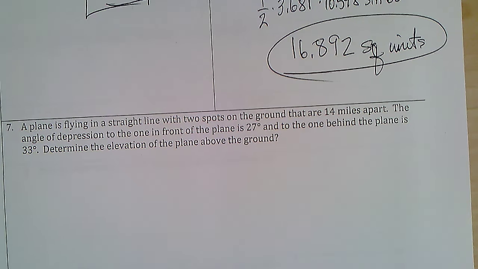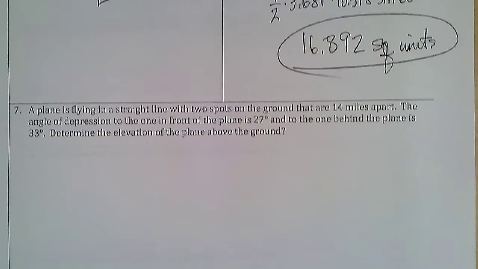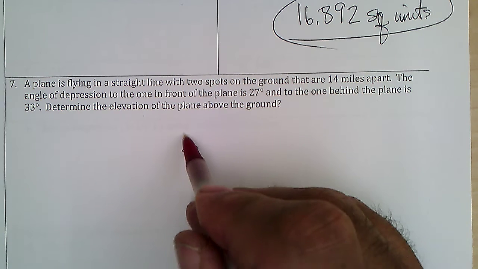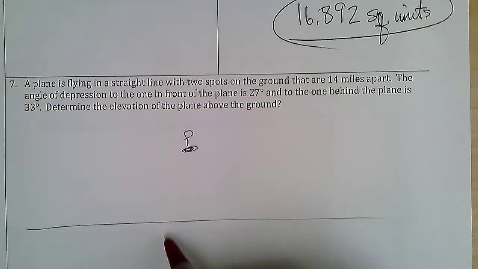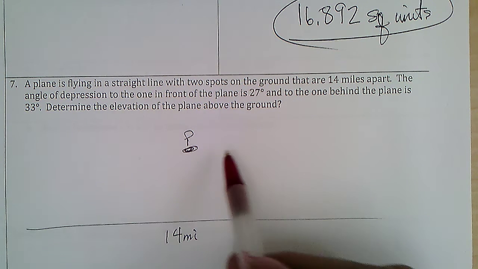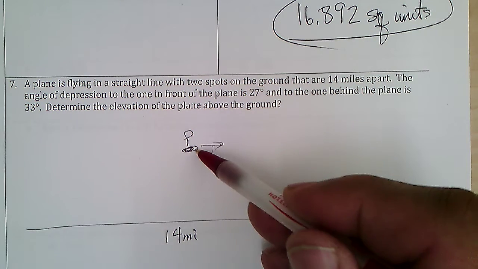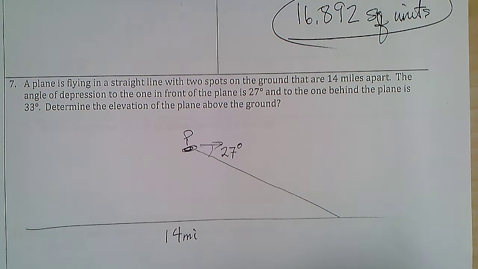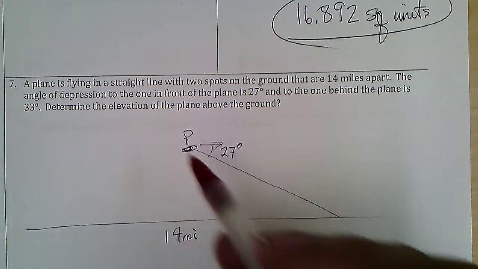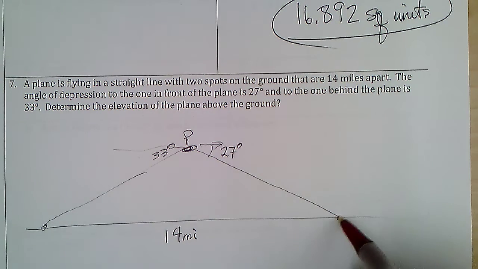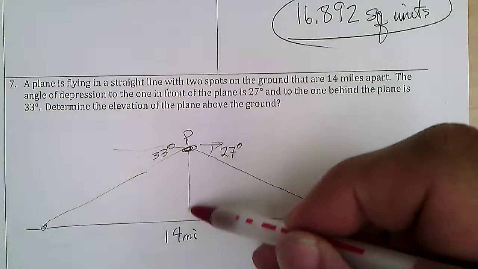A plane is flying in a straight line with two spots on the ground that are 14 miles apart. So here, let's make that be the plane P, and there's two spots on the ground that are 14 miles apart. The angle of depression to the one in front of the plane, let's say the plane's flying this way, so in front, the angle of depression, how much from horizontal looking down, is 27 degrees. And to the one behind the plane, the angle of depression is 33 degrees. And those two spots are 14 miles apart. It says determine the elevation of the plane above the ground. So we want to know this.